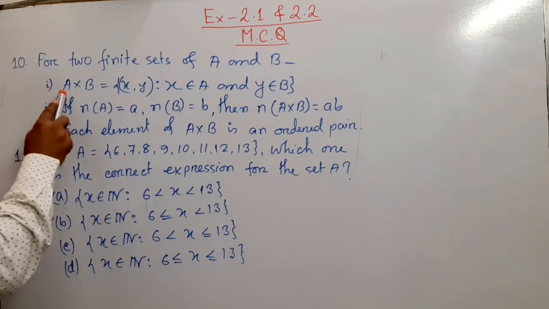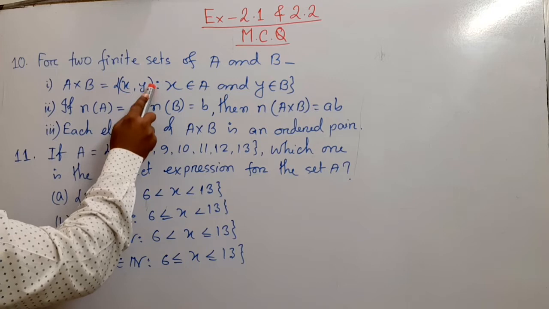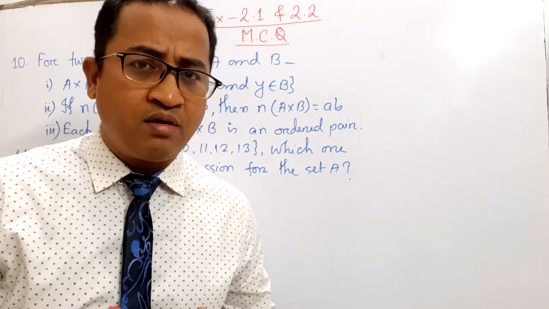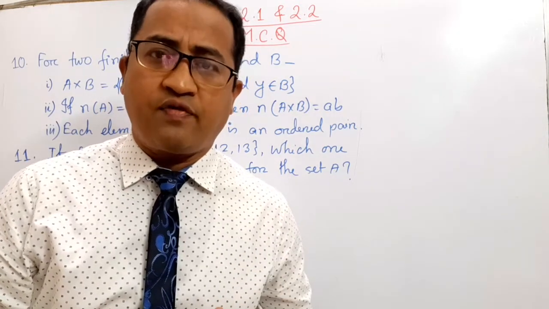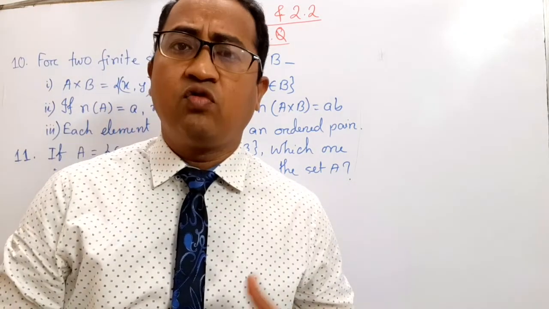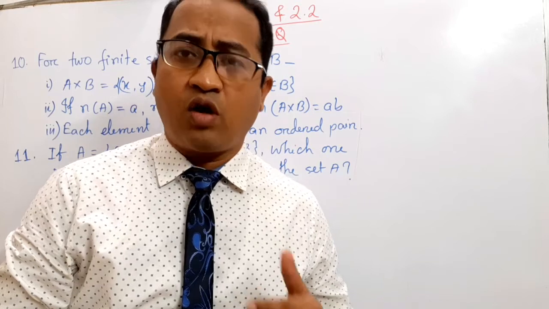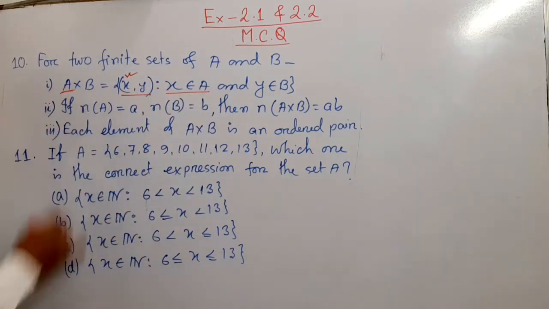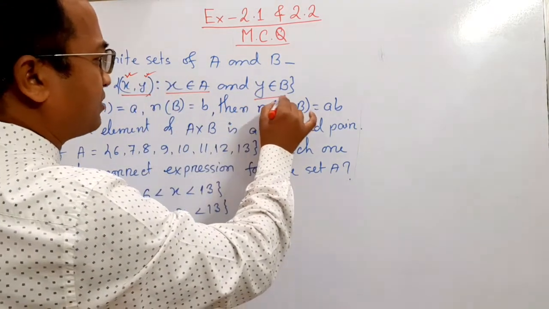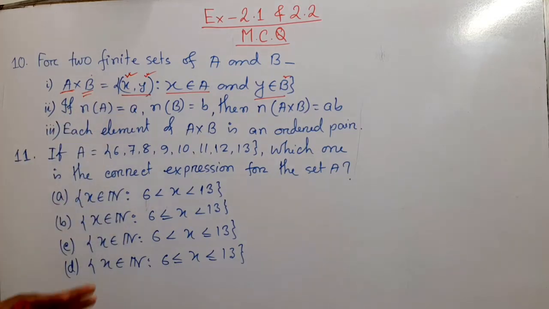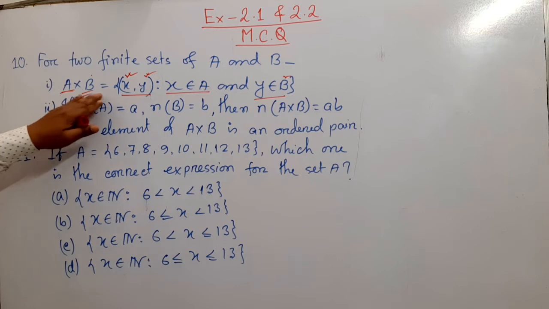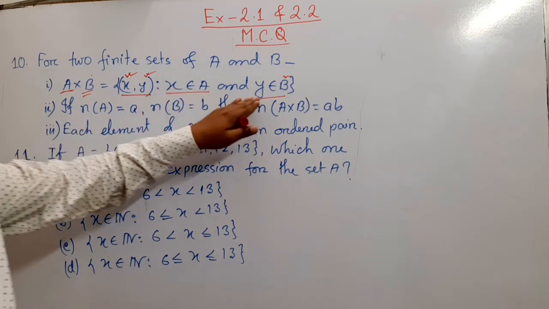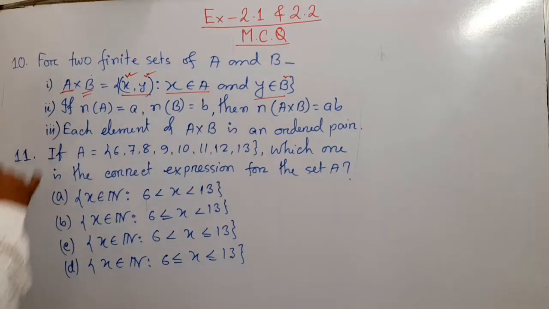Look, information number one: A cross B is equal to (x, y) such that x in A and y in B. Is it correct? If you multiply the two finite sets A and B, the elements of that set will be ordered pairs. Yes, we know when you multiply two sets, the elements are ordered pairs, and the first element comes from the first set, A, and the second element comes from the second set, B. So the first one is correct. So one number is correct.